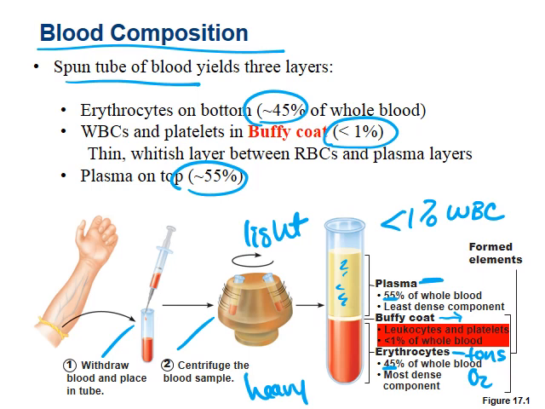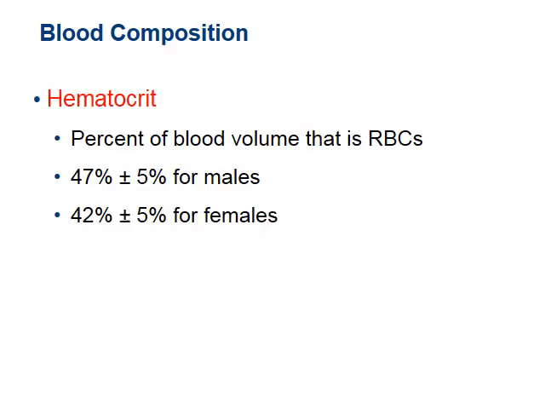So one thing is that this picture doesn't really do it justice. When they call it buffy coat, it looks fluffy. That's probably the best way to explain it. It's like a white fluffy layer. So this is why we weren't really specific about that 45%.